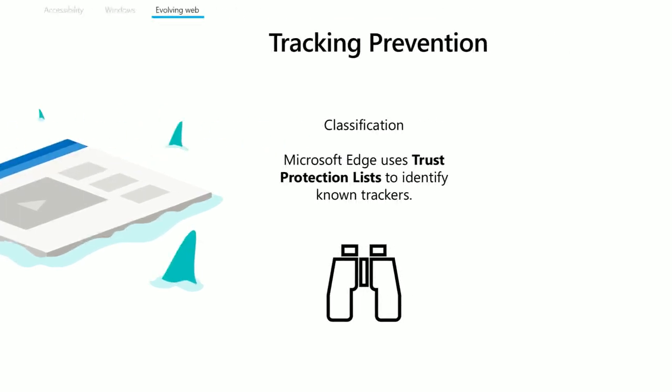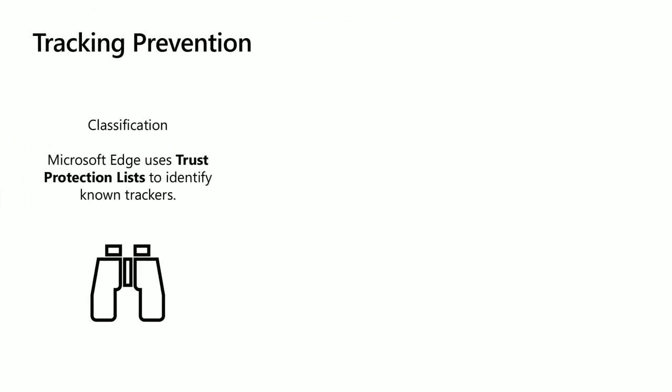When we look at tracking prevention in Edge, there are 3 steps that take place as we evaluate how to protect privacy in any given situation. The first is classification, where we use trust protection lists that are built into Edge to classify a tracker and figure out, what is this? Is this federated authentication? Is this social media? Is this analytics? Is this malicious? Is it a crypto miner or some kind of fingerprinting tracker? And we classify them and identify them to our tracking prevention feature.